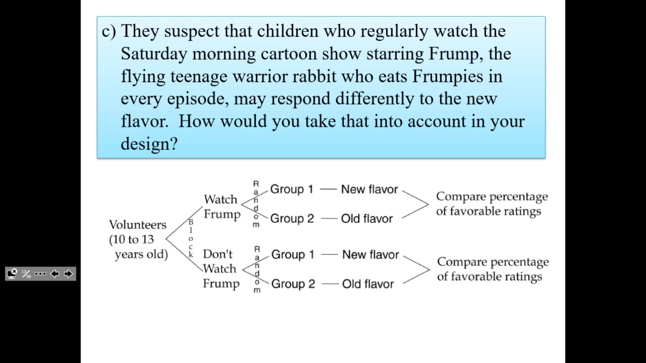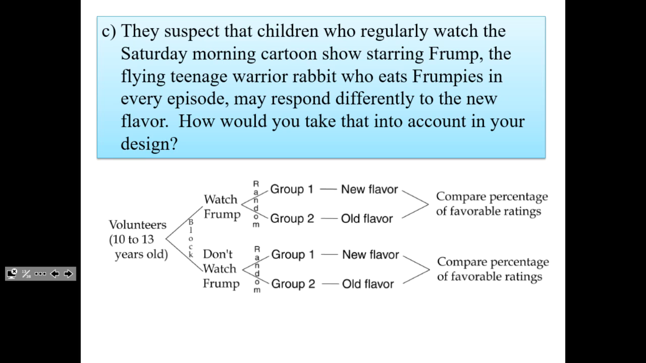Well, that's a variable that we think is going to affect our response. So now we have to do some blocking. We take our volunteers, we block them. Those who watch Frump and those who don't watch Frump. In the ones that watch Frump, we use a random process to put them in group 1 or group 2. Group 1 gets new flavor, group 2 gets the old, and then we compare the ratings. Now I take my kids who don't watch Frump, and again, a random process to group 1 or group 2. Now they get new flavor, old flavor, and again, compare the ratings.